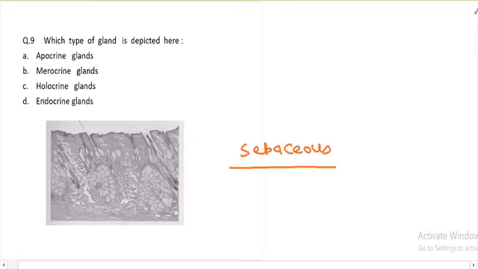So the answer will be holocrine gland, because sebaceous glands are holocrine type of gland. If this gave the picture of sweat, then it would be eccrine gland or merocrine. Sebaceous are holocrine.